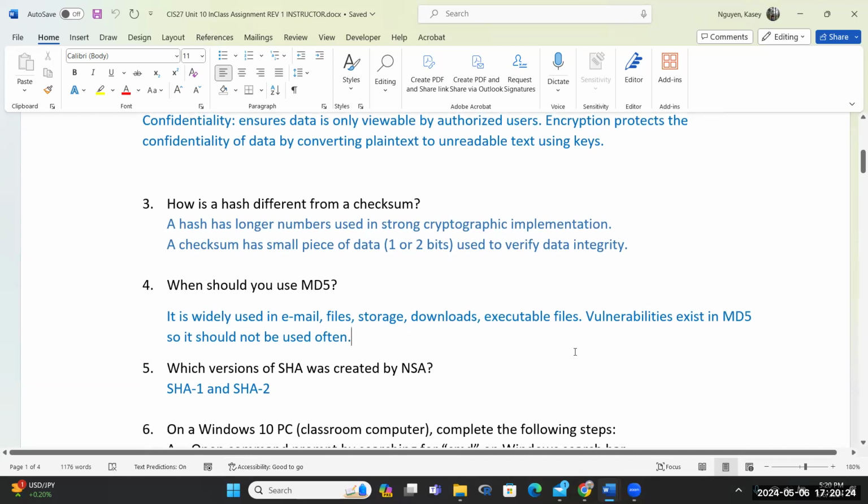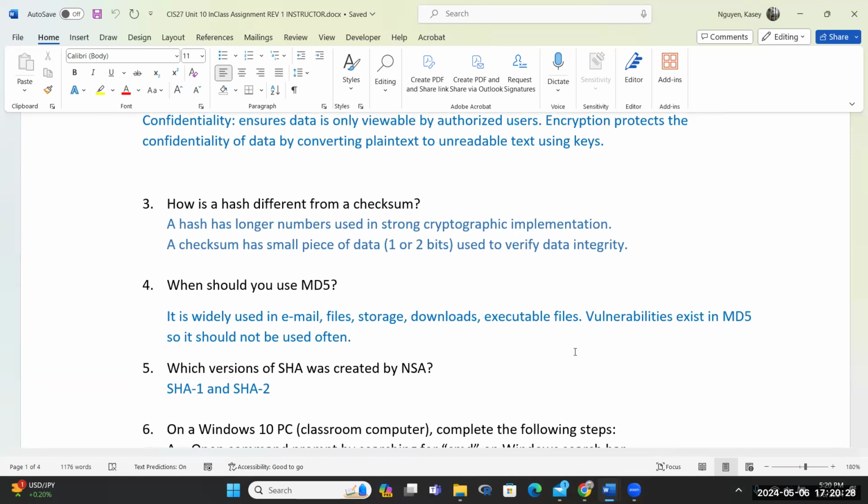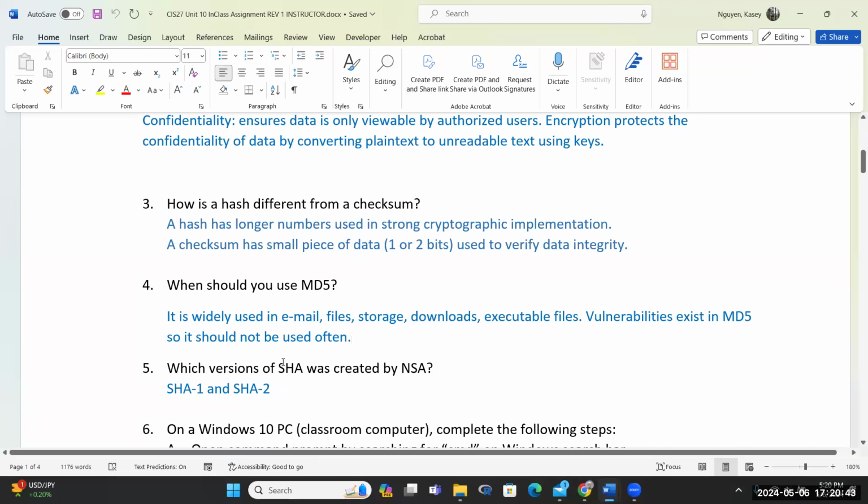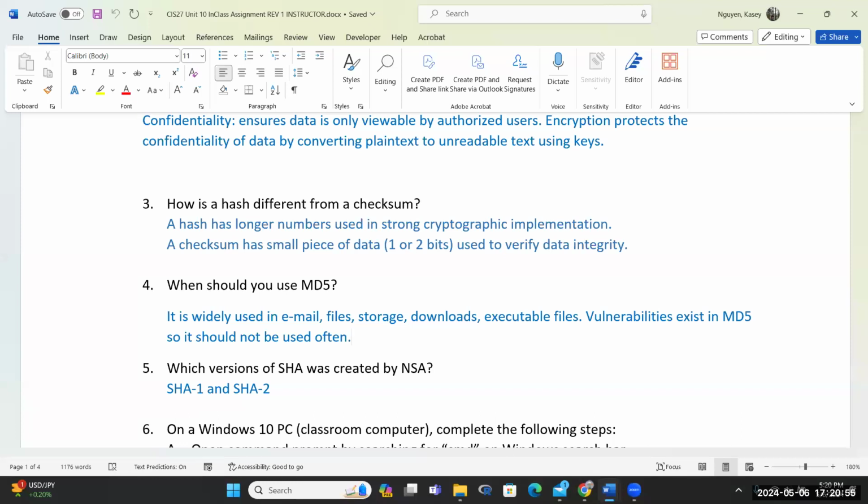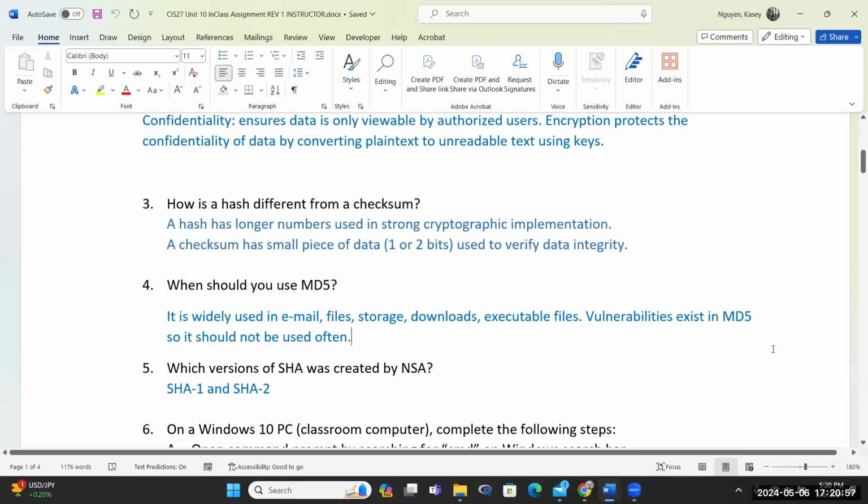And NSA came up with a couple versions of SHA. SHA-1 or SHA-2. And sometimes you would also see hash algorithms such as SHA-1 or SHA-2 being used, right? MD5 is very common. SHA-256 is very common, right? But you also see, so NSA is responsible for creating those versions.